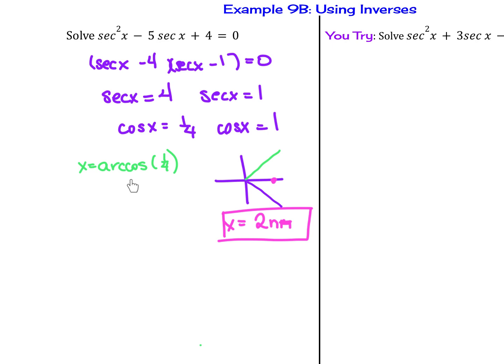Now remember, with the inverse of cosine, we are restricted to a certain domain, because in order for a function to have an inverse, it has to pass the horizontal line test. And so for cosine, we had to restrict that domain from 0 to positive pi.